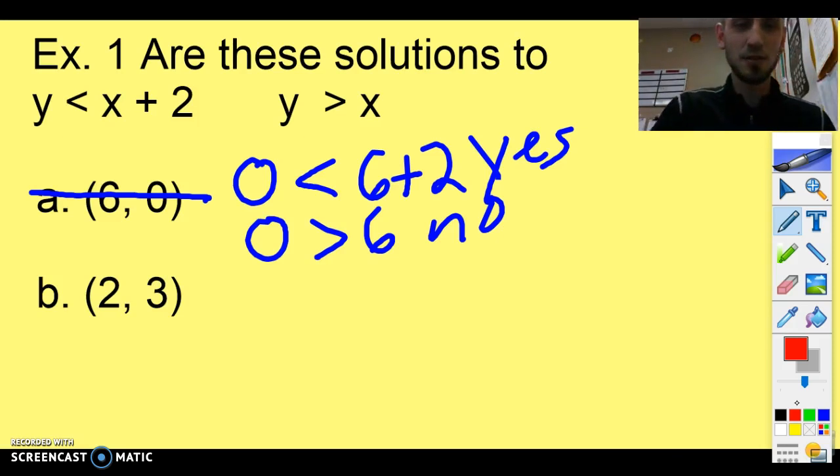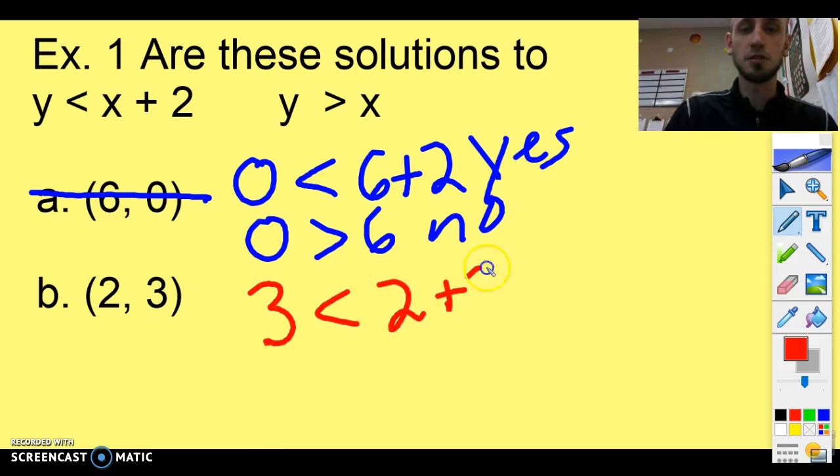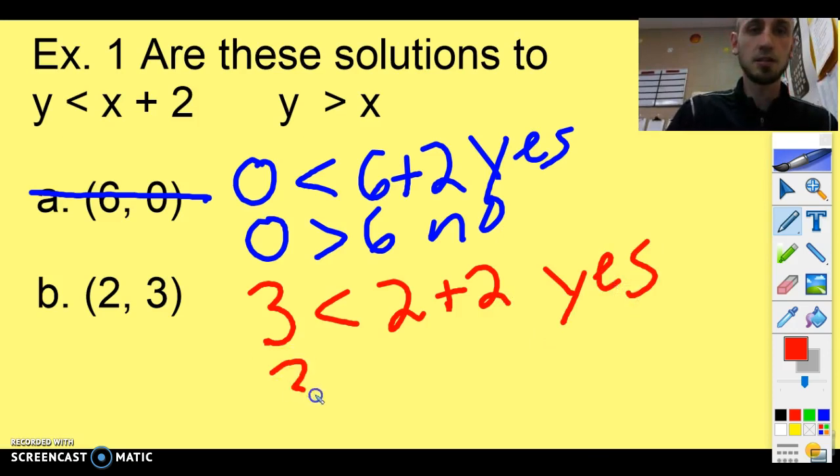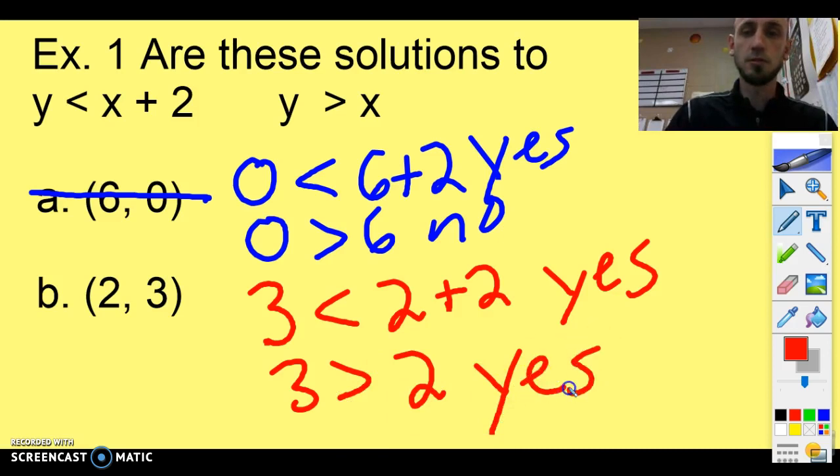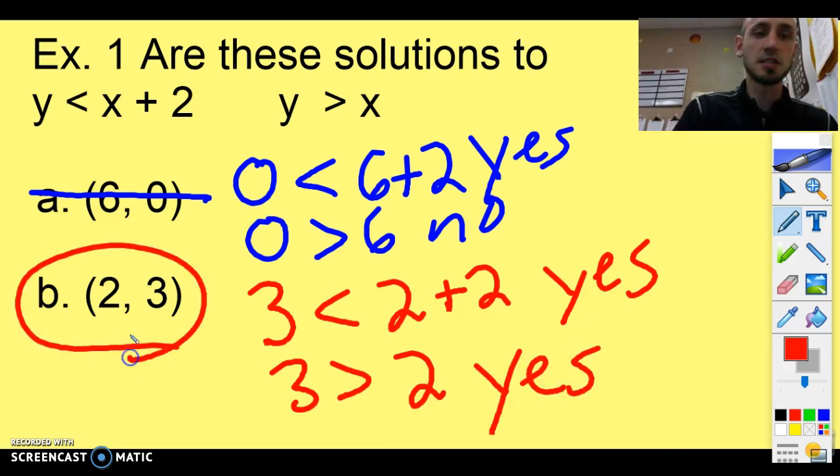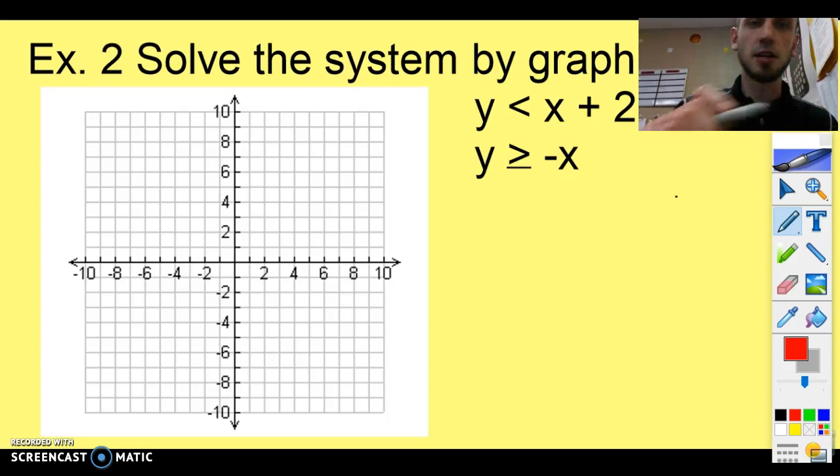All right, is 2, 3 a solution? No, 3, is it less than 2 plus 2? Yes. Is 3 greater than 2? Woohoo! All right, so this is a solution to the system. All right, and so now, questions about that? Good, see no hands. Now we're going to solve this by graphing.